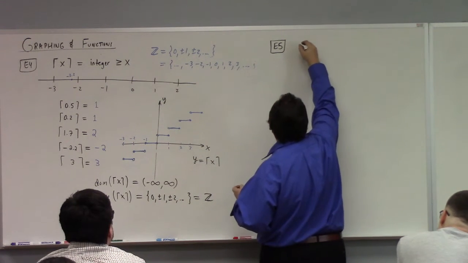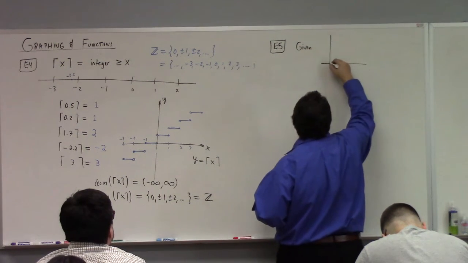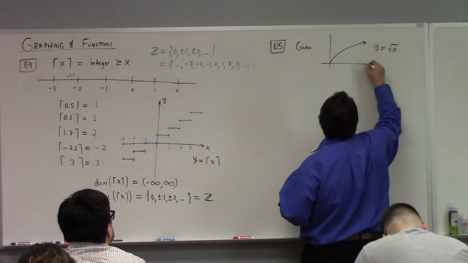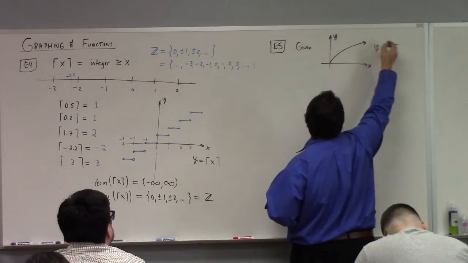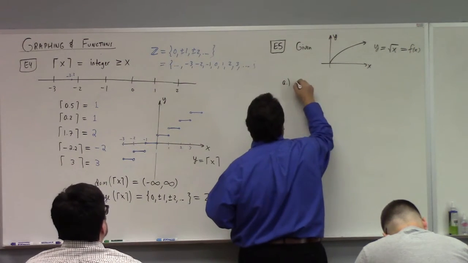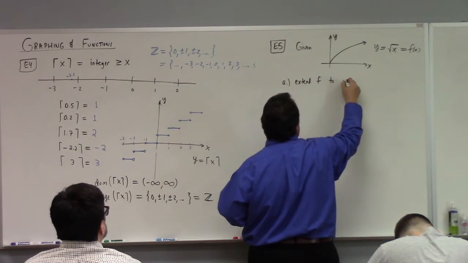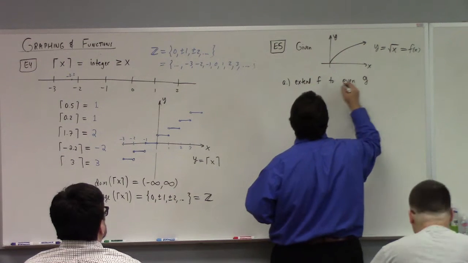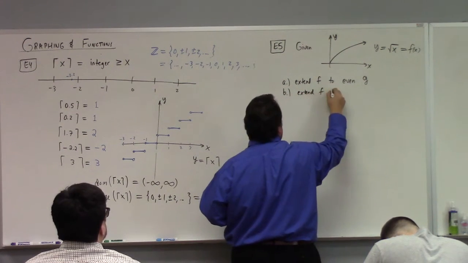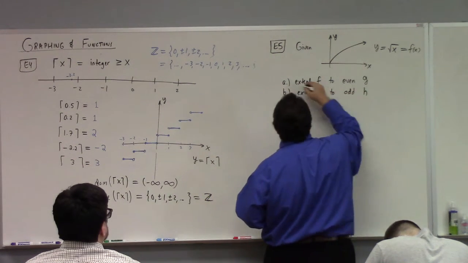Let's see here. So you're given this. So y equals square root of x, right? And I'll call this function f, all right? So part A, extend f to an even function g. B, extend f to an odd function, let's call it h, all right?